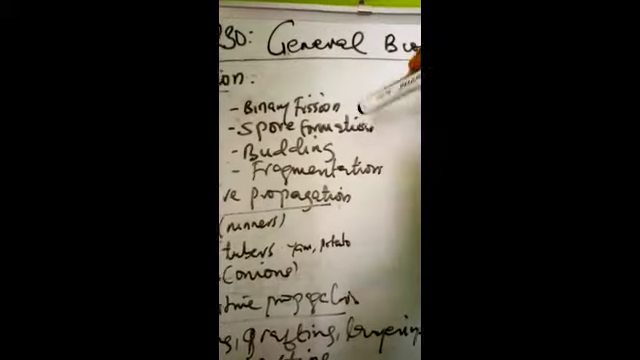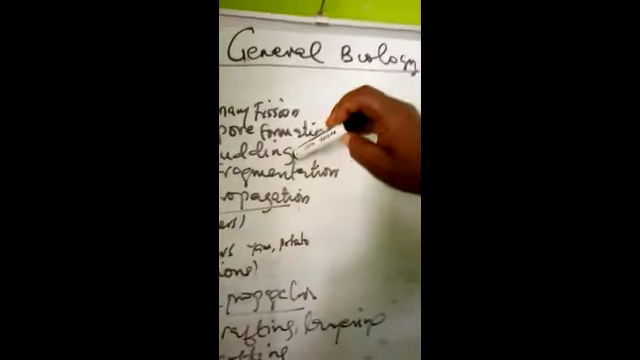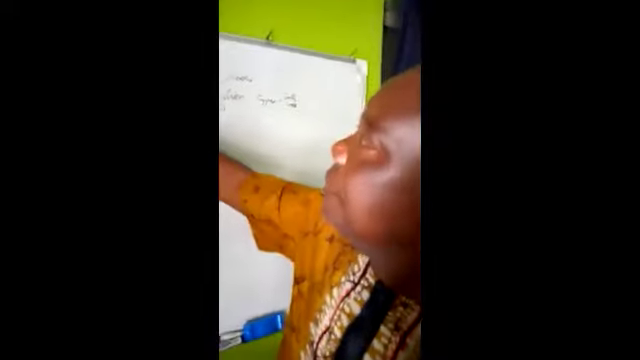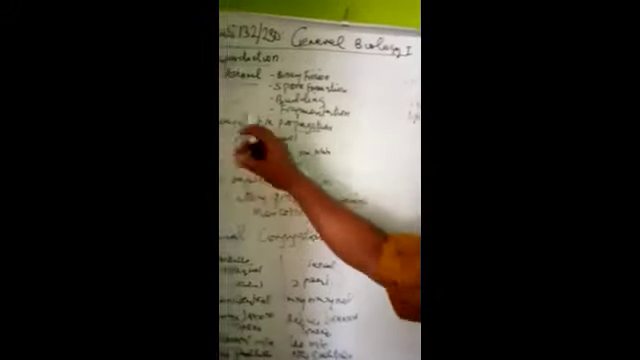We can give examples of this. Binary fission, you can see it in amoeba. Spore formation, you can see it in spirogyra. Budding, you can see it in hydra, and fragmentation, you can see it in spirogyra. Then under asexual reproduction, we have natural vegetative propagation, using part of a body to reproduce it.